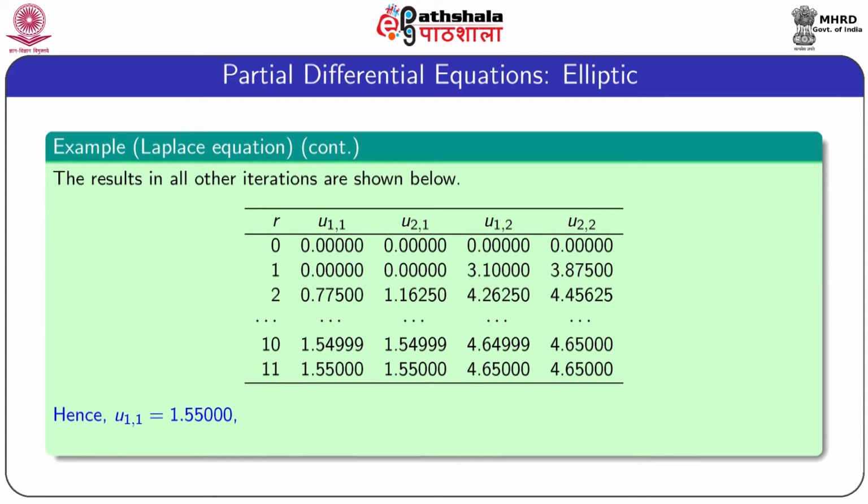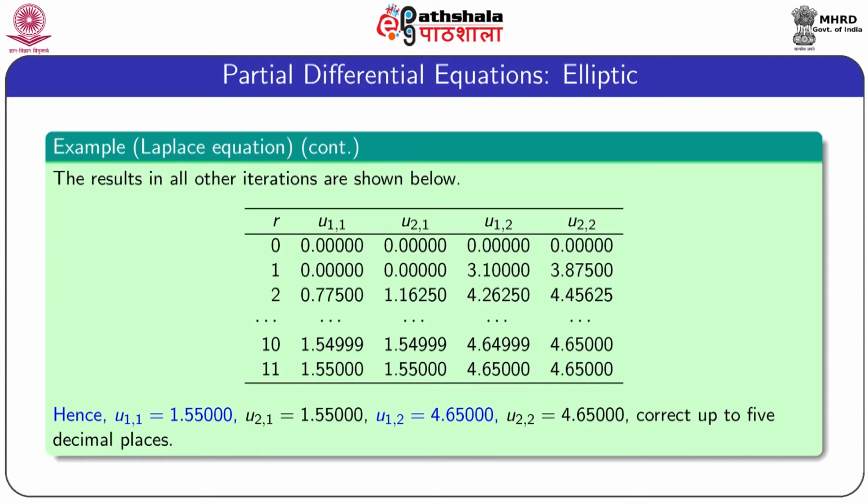In this case also the value of U11 equal to 1.55000, U21 equal to 1.55000, U12 equal to 4.65000, and U22 equal to 4.65000. So these are the values correct up to 5 decimal places.